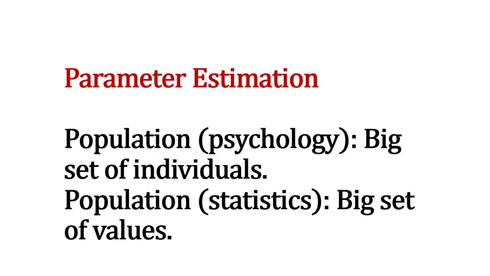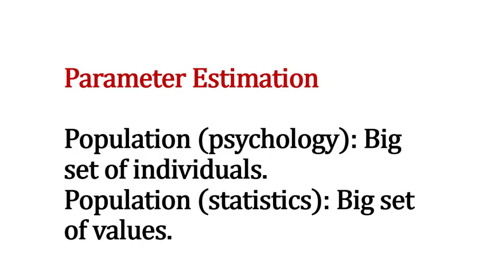The typical definition that you are going to find in methodological textbooks in psychology is that a population is a big set of individuals. So typically, if we do human psychology, we are talking about people. So it is a big group of people, all humans, all children, all Australians. So it's a big set of individuals.